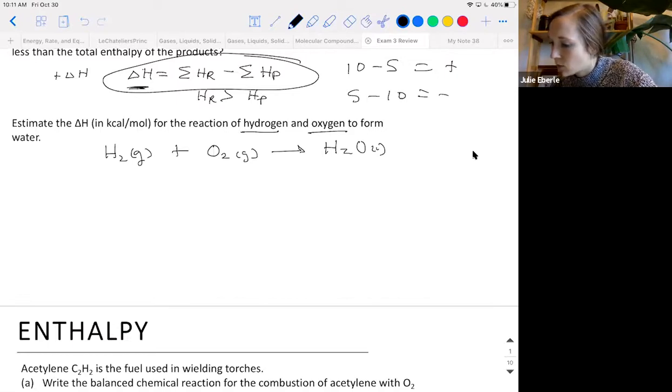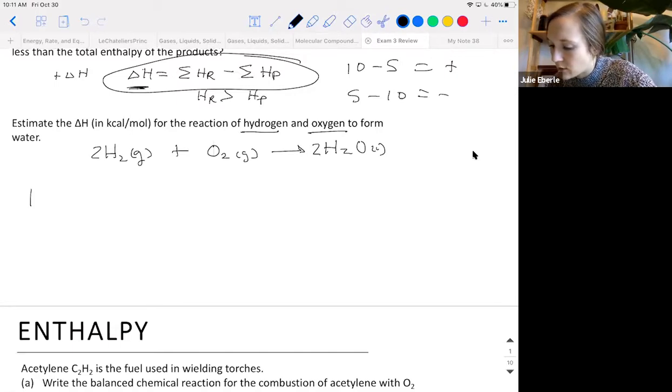And are we balanced? We're not. So we need a 2 in front of the water and a 2 in front of hydrogen. Now we should be balanced. 4 hydrogens each side, 2 oxygens each side. Okay, now we're going to calculate enthalpy of the reactants and enthalpy of the products.